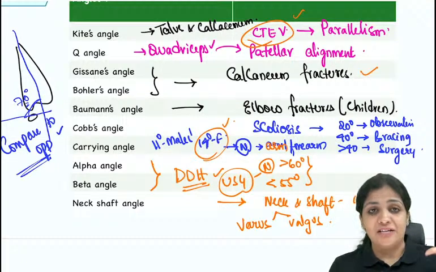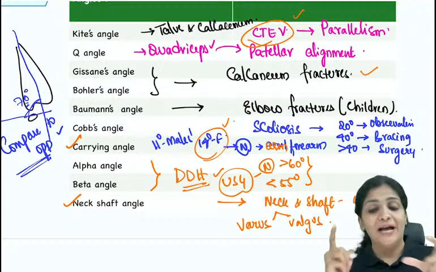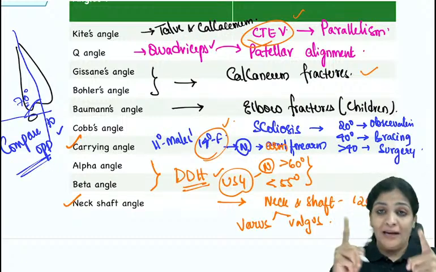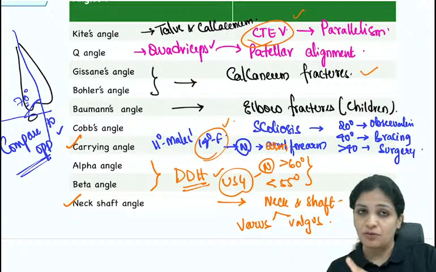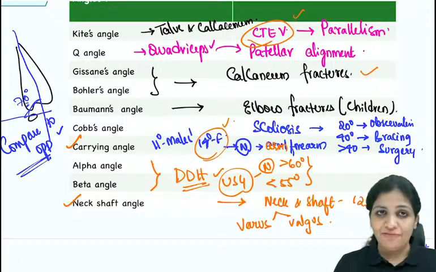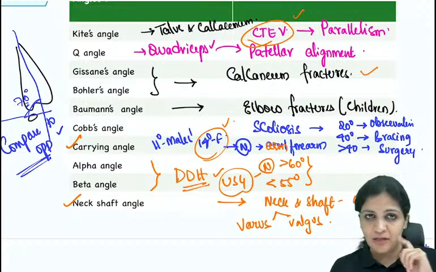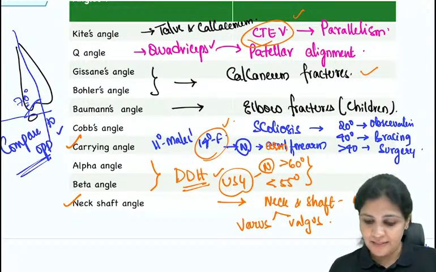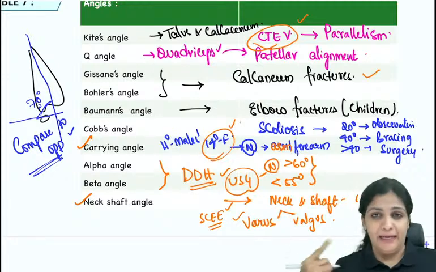Carrying angle and neck shaft angle are the normal angles, but these are important whenever you have to assess or treat the deformity, such as varus deformity or valgus deformity in elbow. Similarly, varus deformity or valgus deformity in case of your femur, right? And then alpha and beta angles are seen in case of your DDH. Coxa vara and coxa valga are the terms given for your neck shaft angles, right? Varus is usually seen in case of SCFE, so those are the hip areas where you see it.